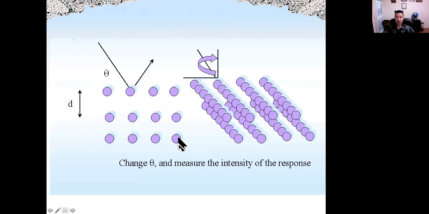For the X-ray diffraction method, we change the incident angle theta, and then we measure the intensity of the response. So we can get a signature of intensity versus theta.